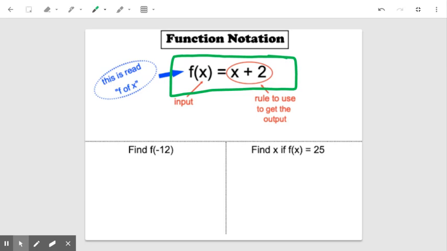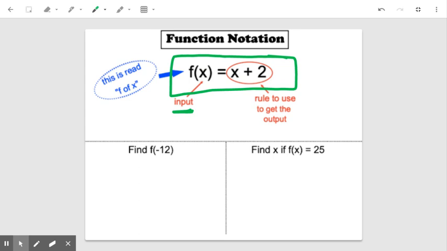When we read the left side of this, remember the F is just a name and the X is going to be X. So we read that F of X. You could have G of X, H of X, R of X, K of X, anything you want. They're just names.